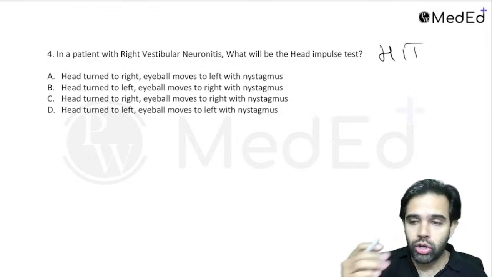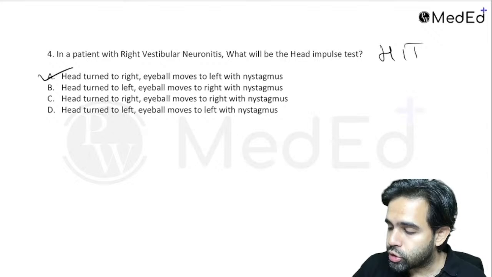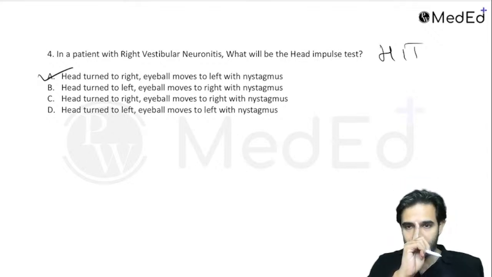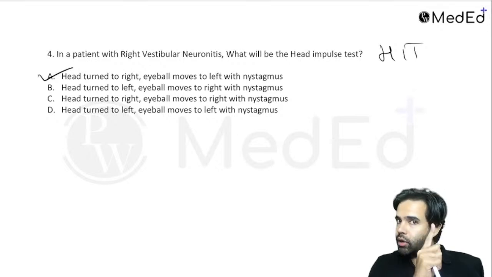Your vestibulo-ocular reflex will be such that when the head is turned to the right, your eyeball moves to the left. Okay, so when you ask the person to fix the eye and you suddenly turn the head, the eye will remain in the middle, but it will give a nystagmus in the opposite direction.